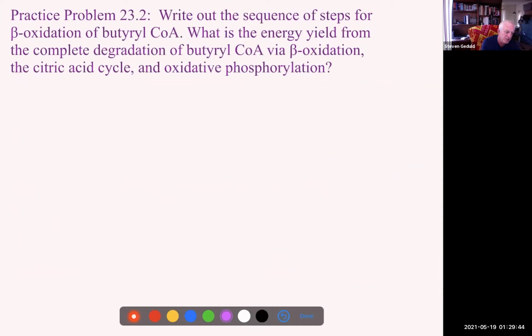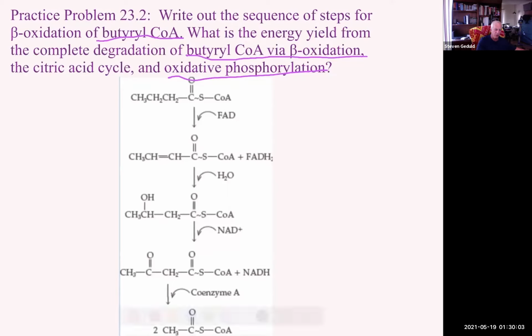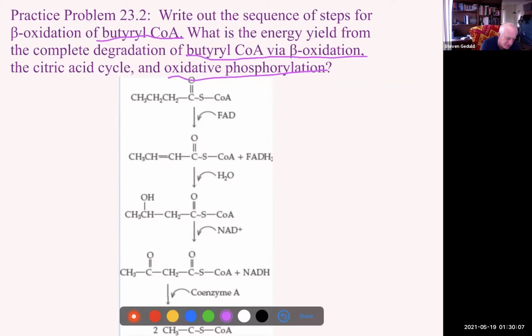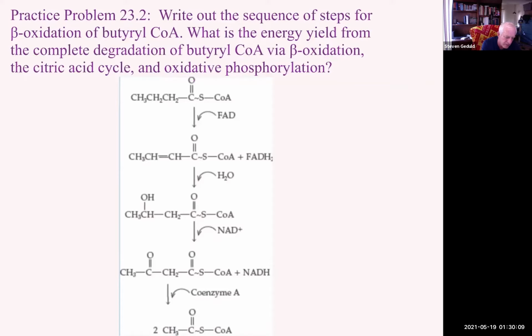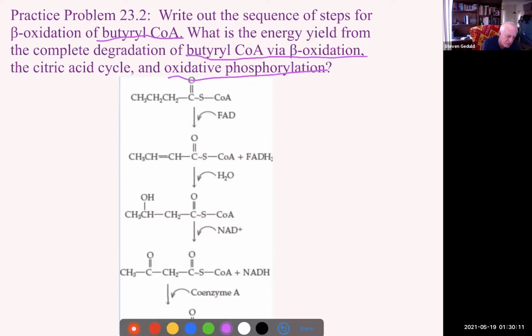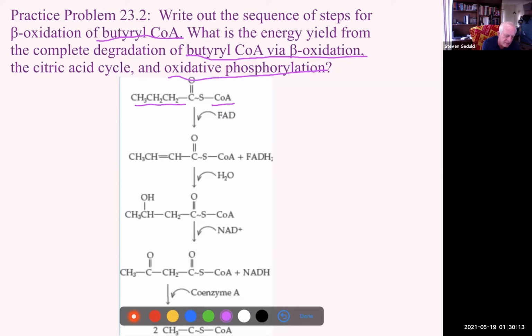Okay, write the sequence of steps for beta oxidation of butyryl coenzyme A. What's the energy yield from the complete degradation of butyryl coenzyme A via beta oxidation, citric acid cycle, and oxidative phosphorylation? All right, butyryl coenzyme A is going to be 4 carbons. Okay, so here's your 4 carbons. This is butyryl coenzyme A.